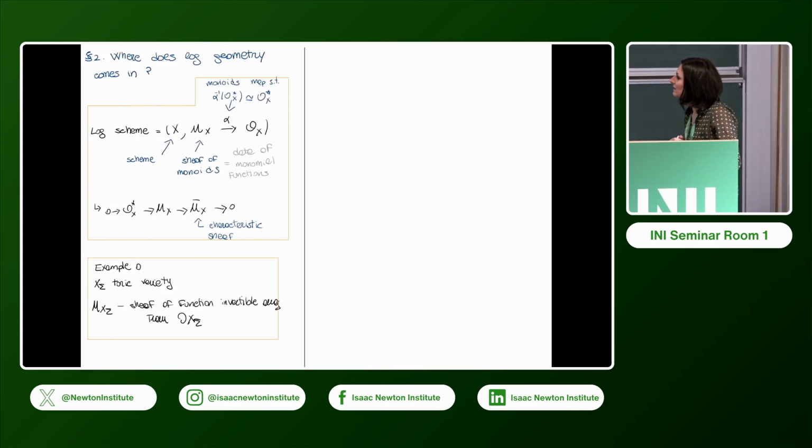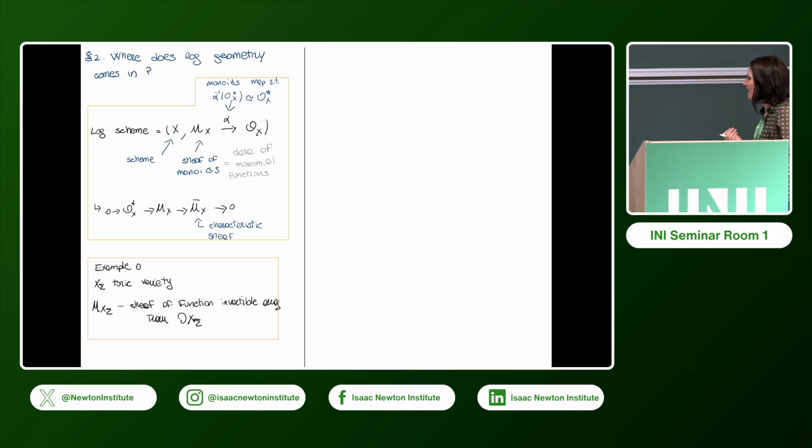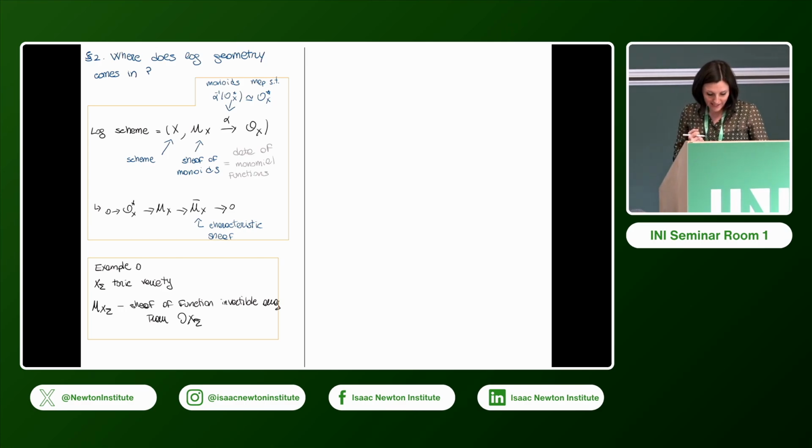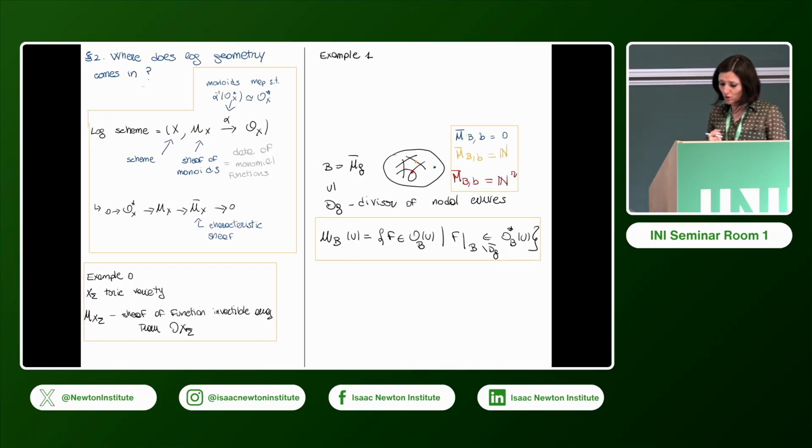So example 1, or 0, is the following. If we have X, which is your favorite toric variety, then we take this sheaf M_X to be the sheaf of functions which are invertible away from the toric boundary. And if we think about what this is on some affine toric charts, well, this is just really the toric monoid. So this is really what we usually call monomials in classical toric geometry. And the second example, the first part actually comes pretty easily from this one, although it's already extremely interesting, and is the following.